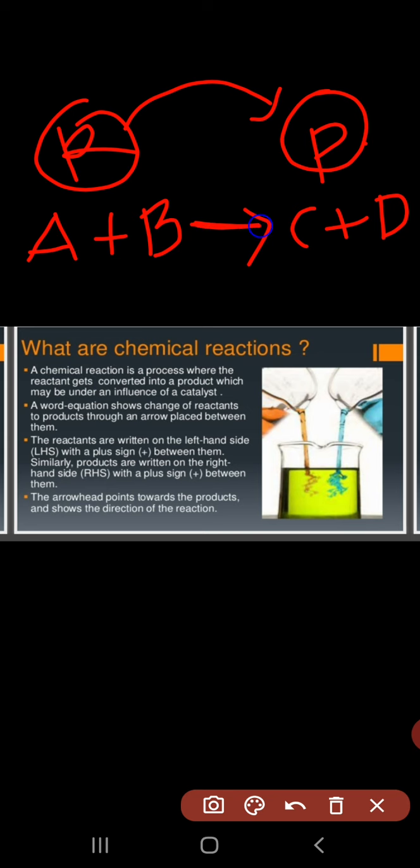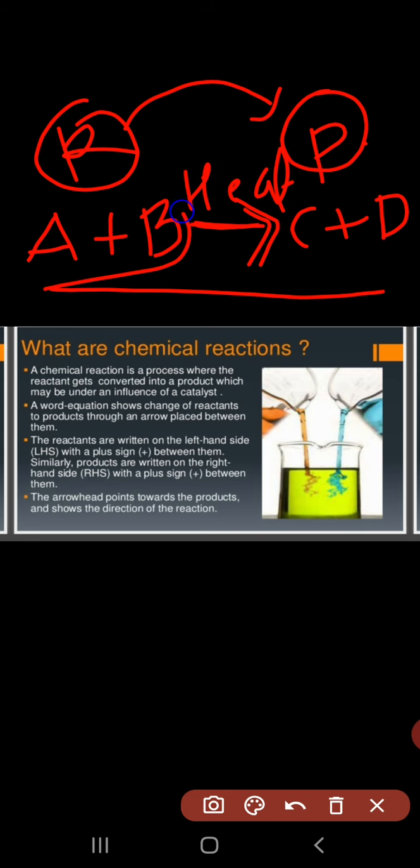This is an arrow, and here the reaction takes place. If here we write heat, A plus B is converted into C plus D with the help of heat. That means here heat is the catalyst. If instead of heat we write sunlight, A plus B gets converted into C plus D with the help of sunlight. That means sunlight is the catalyst. A reaction which happens with the help of heat, sunlight or any chemical substance, that is called the catalyst.